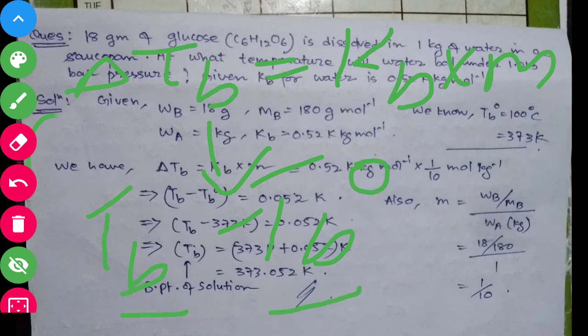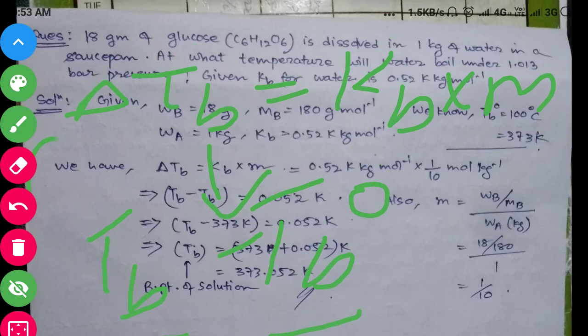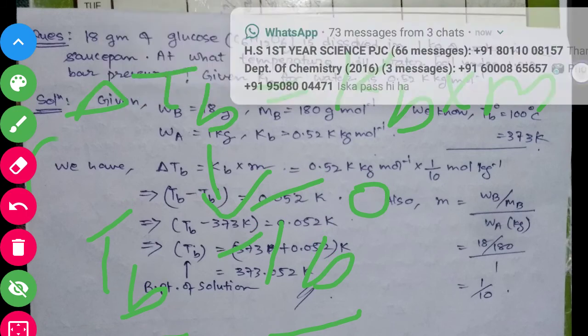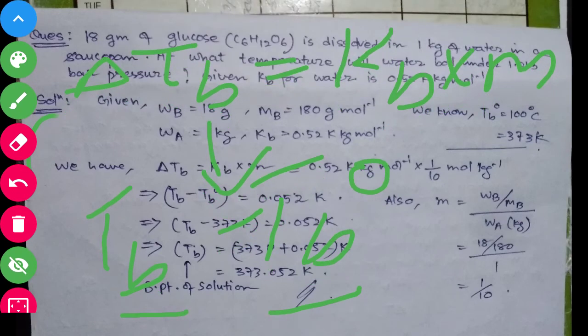Because they are telling at what temperature water will boil. So remember, because they are telling that after adding the solute at what temperature water will boil, that means they are asking the boiling point temperature of the solution and not the solute. Okay, so already I have said to you that the boiling point temperature of the solution is represented by TB. So that means in the question they are asking TB.